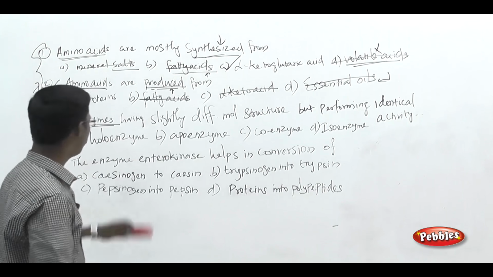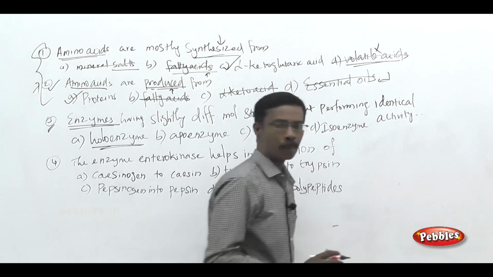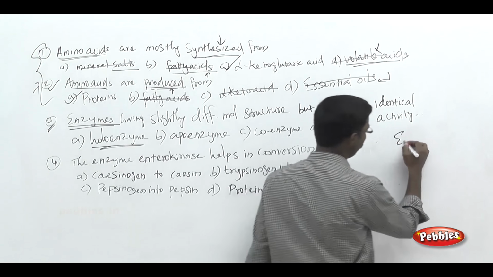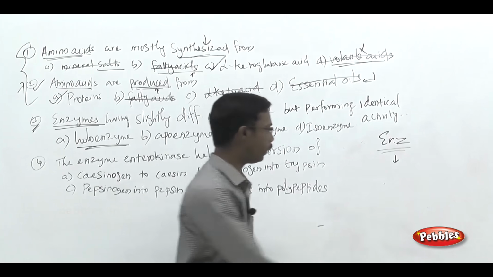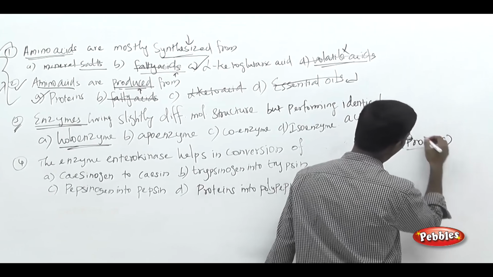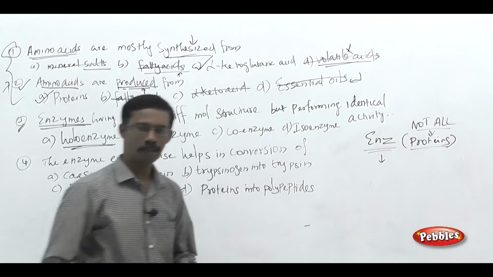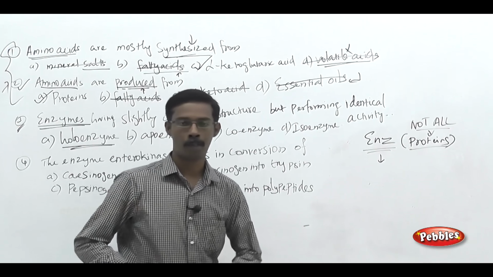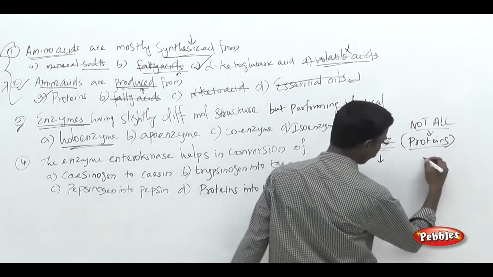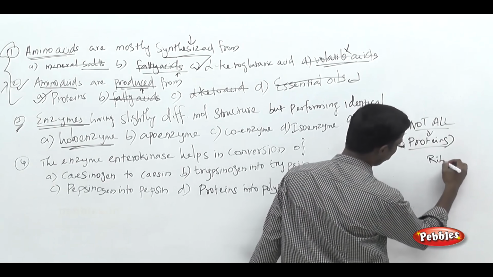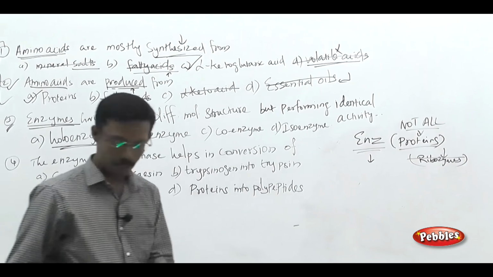So what is holoenzyme? As I told you in the introduction classes, enzymes are normally made up of so many subunits. Most of the enzymes are proteins. Just remember, not all. There are some nucleic acids that can act as an enzyme, but 99% of enzymes, apart from the particular ribozymes, are proteins. So apart from these ribozymes, most of the enzymes are made up of proteins.